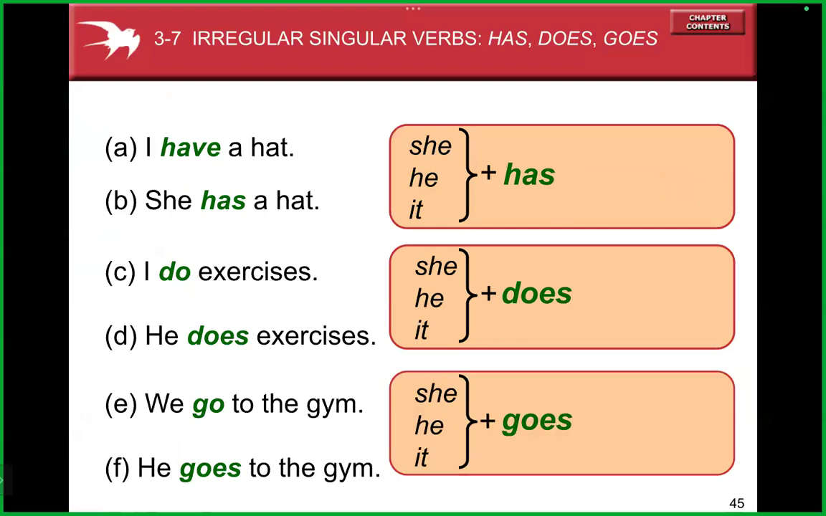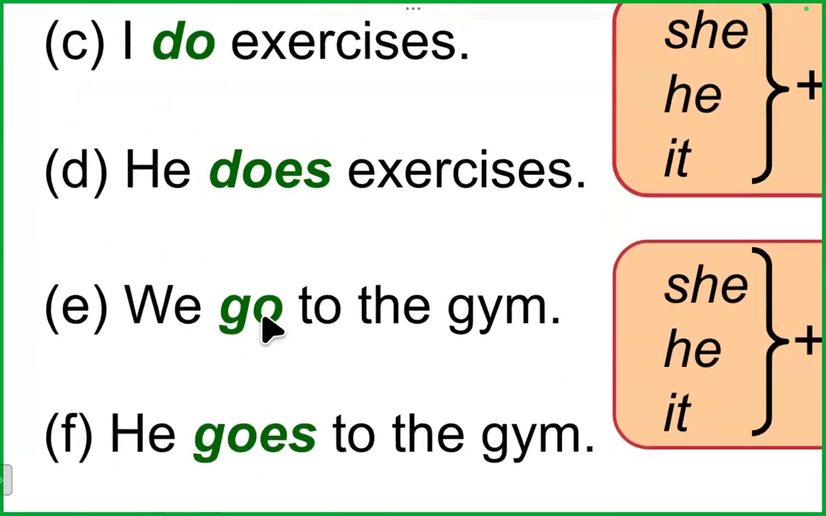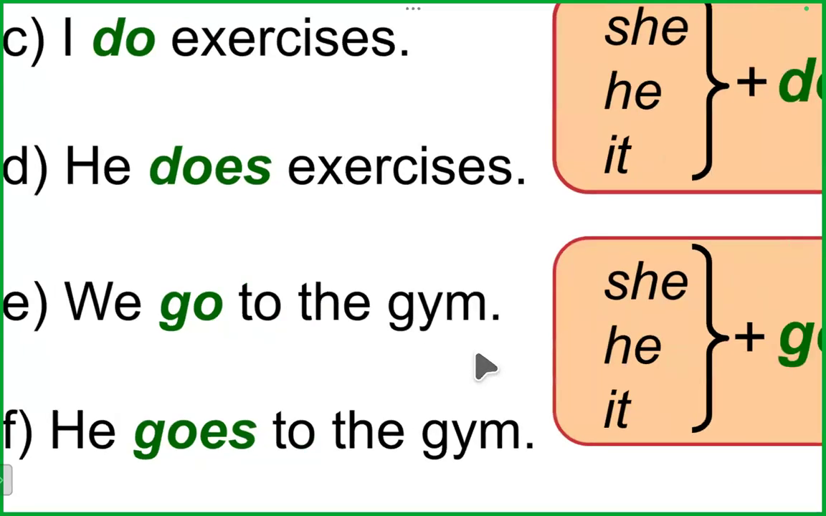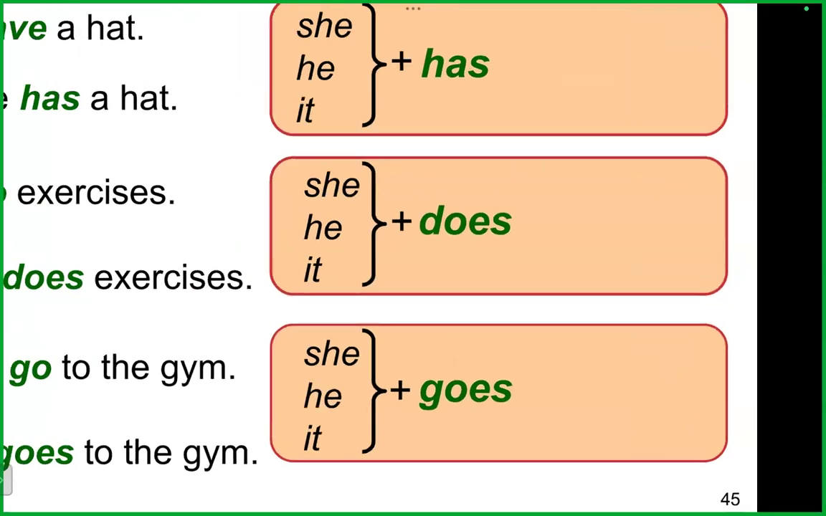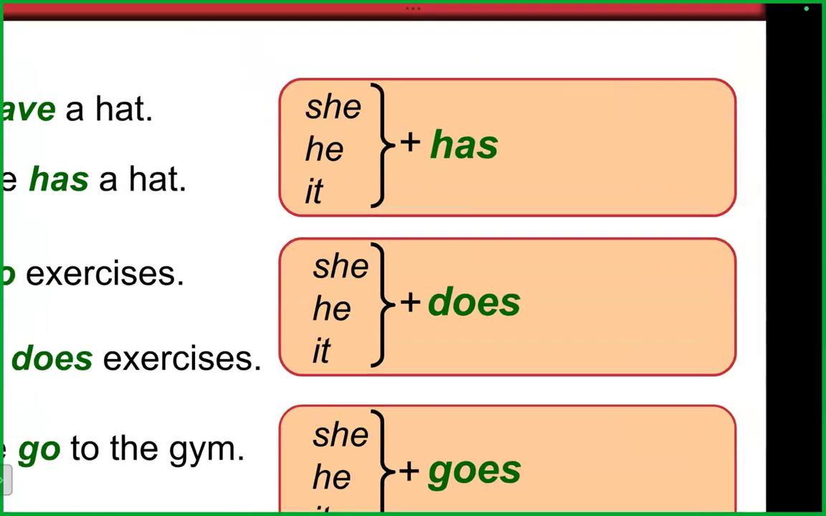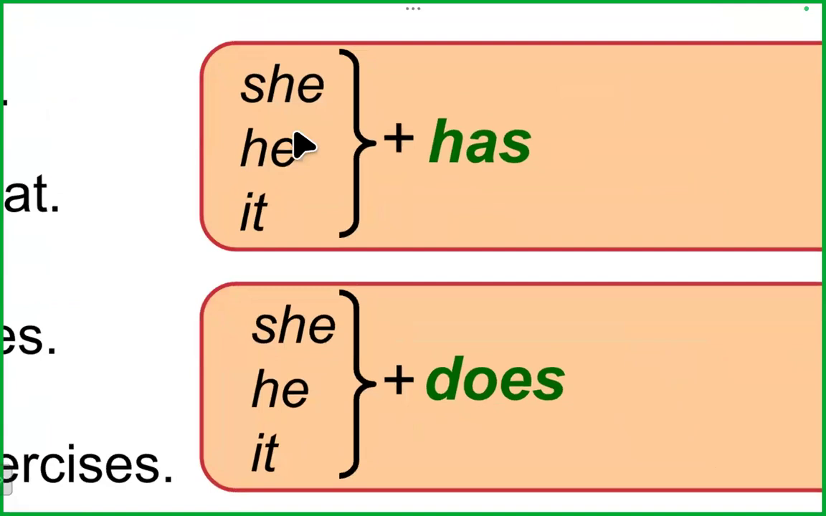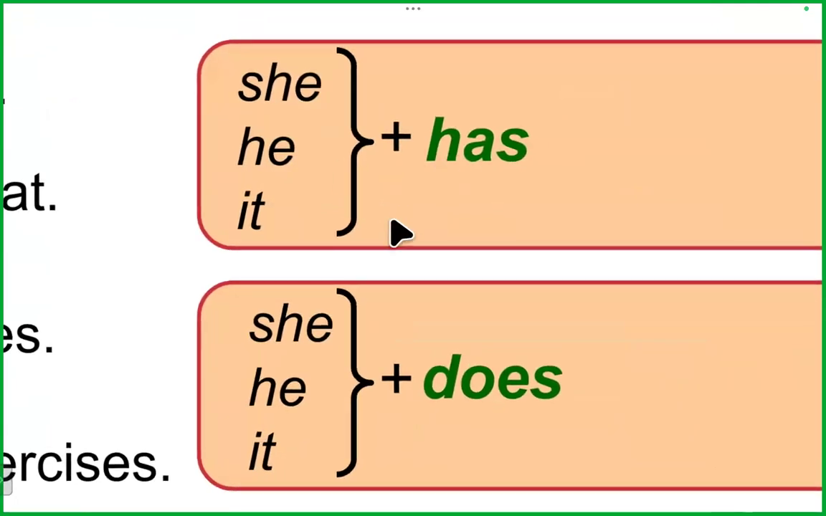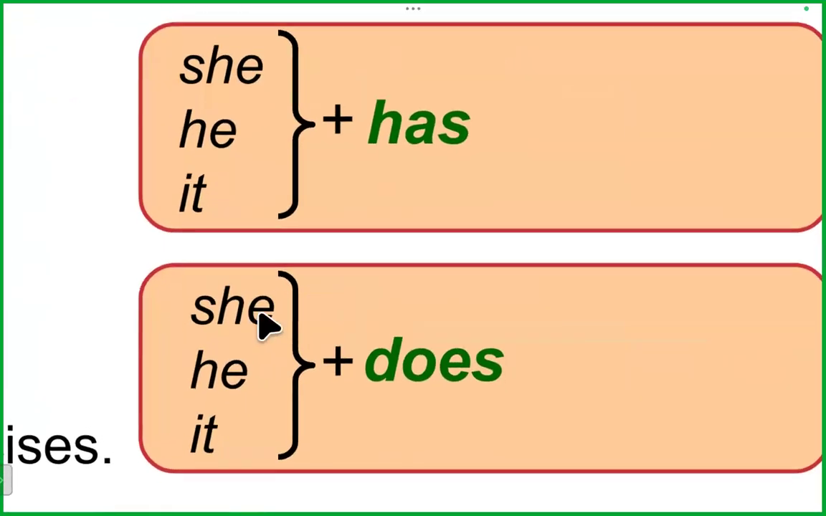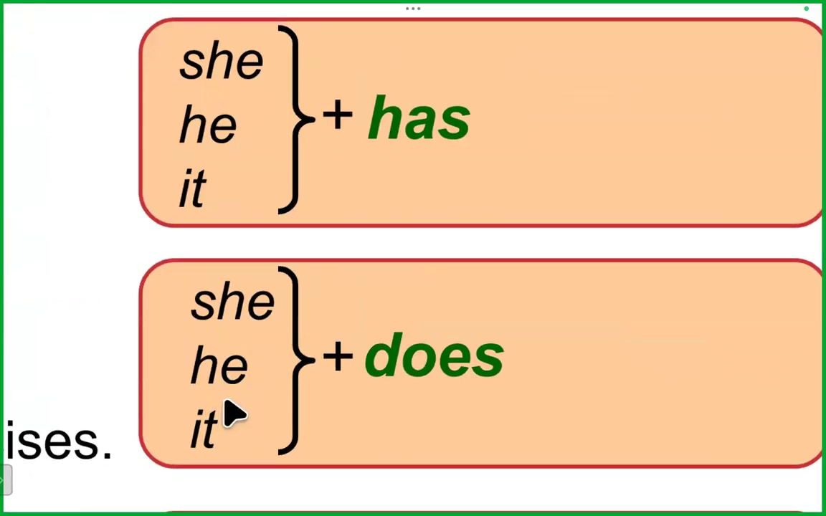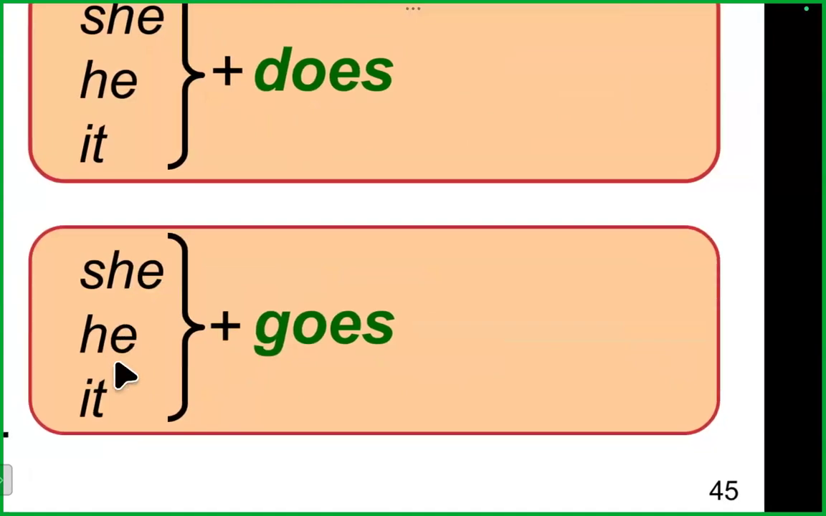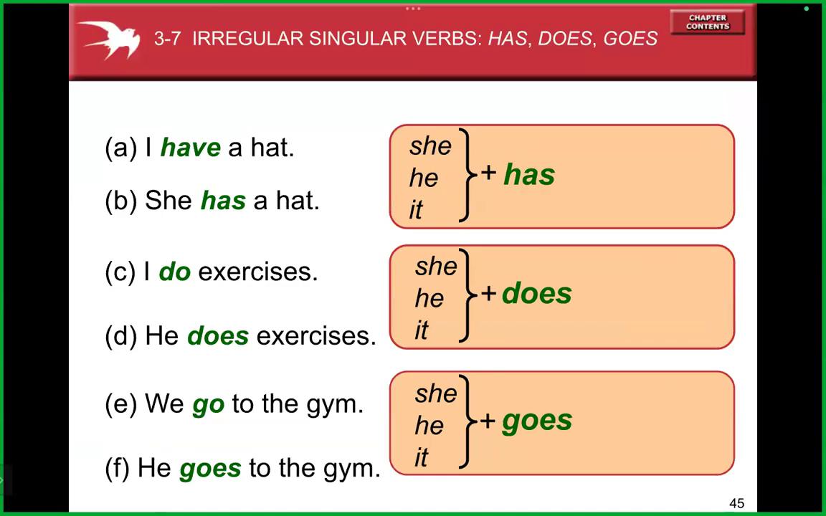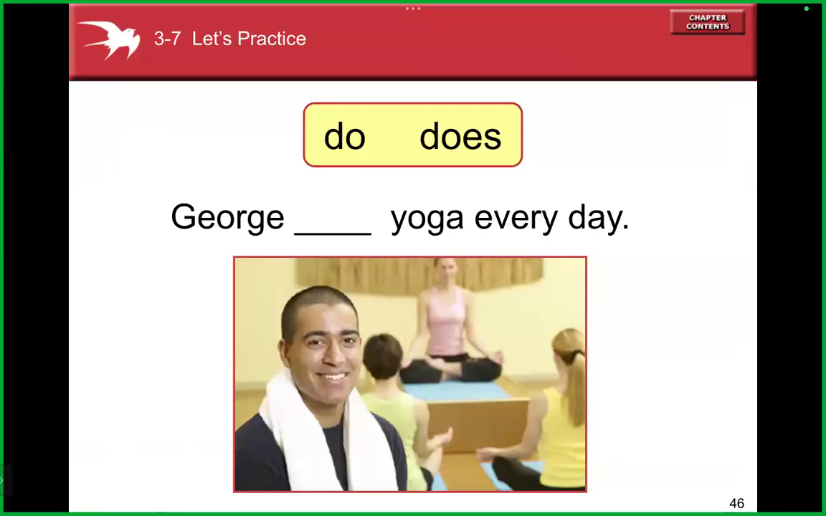And let's see the last one. We say go. So for the third person, goes. So we say he, it has. In the same way, he, it does, and he, it goes. This is the rule number 4. Let's practice.